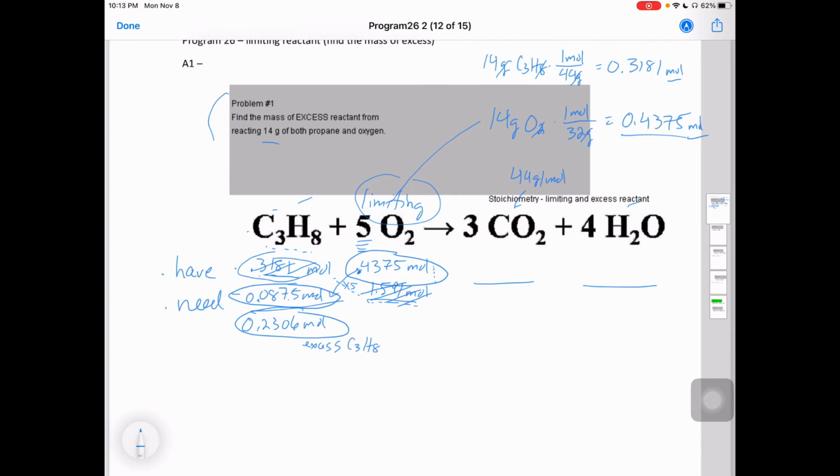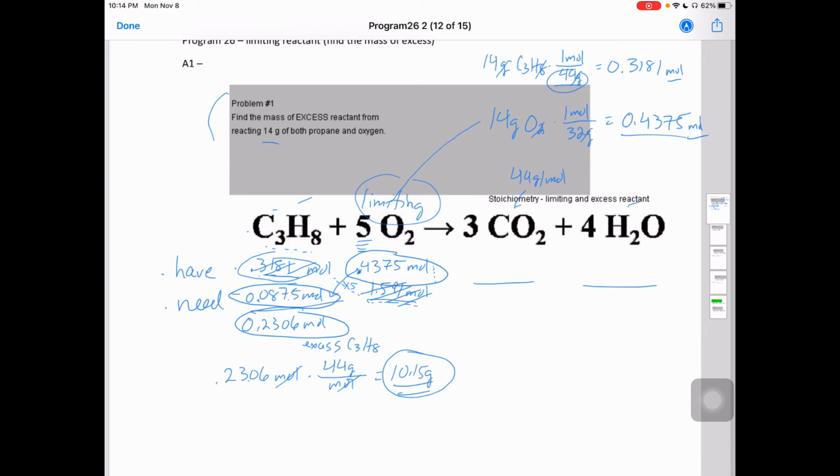How many moles will I produce? Well, the first part of this problem doesn't ask that, but I'm going to work that in a moment. So if I have 0.2306 moles of excess C3H8, the molar mass is again 44. This time I'll multiply to cancel moles, unit conversions, factor label. 0.2306 times 44 should be 10.15 grams of excess, and that's my answer.